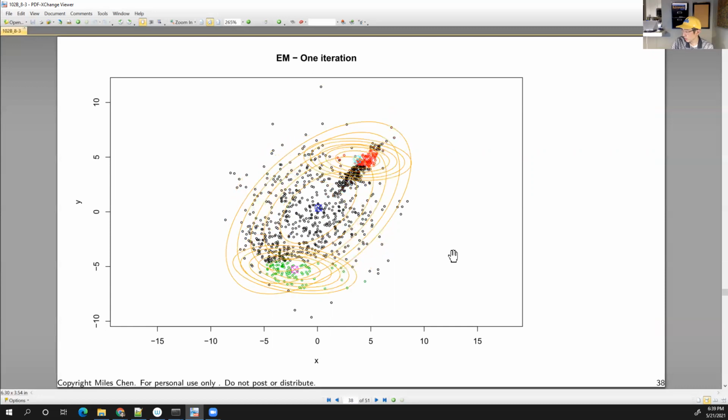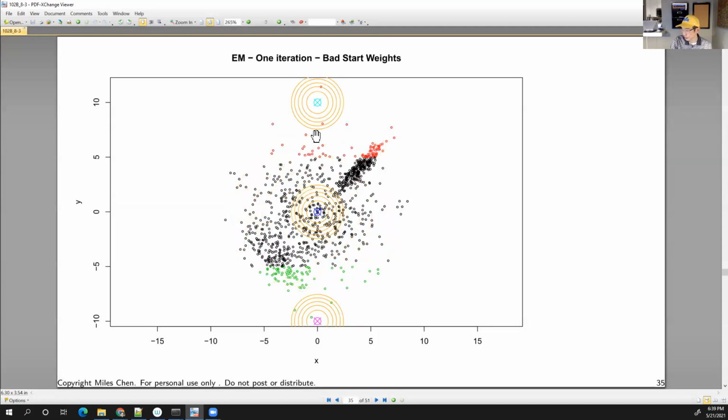I have another example though, I guess I didn't put it in my slides, where it doesn't necessarily work out. If you start off with some bad starting values, you can end up with bad clusters as well. A lot of these things are subject to your starting values. For k-means clustering, your initial random assignments can influence where the points end up, and the same goes for the EM algorithm, where your initial starting guesses can influence where they end up.